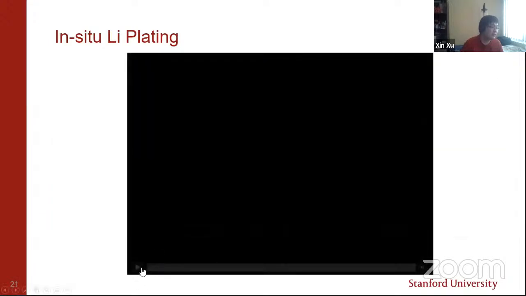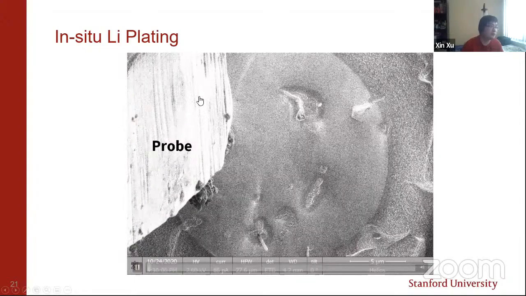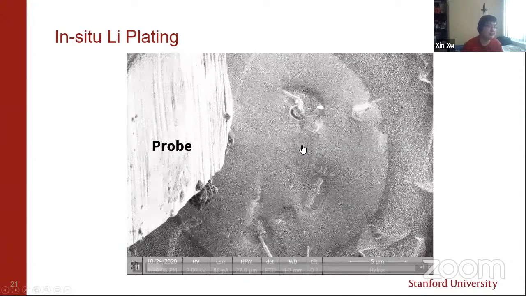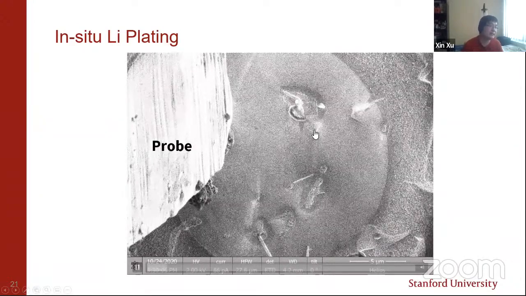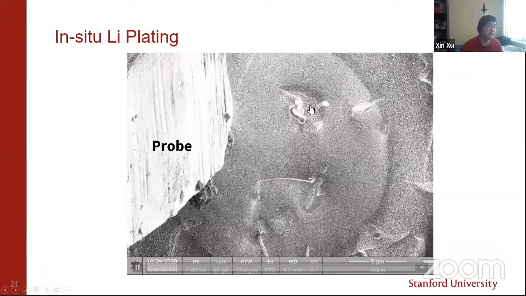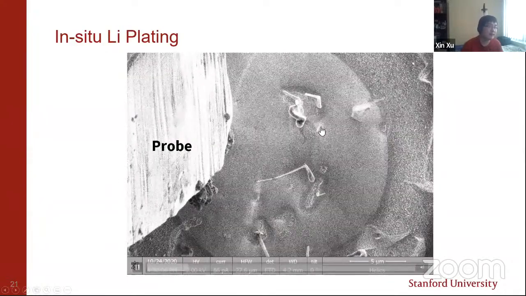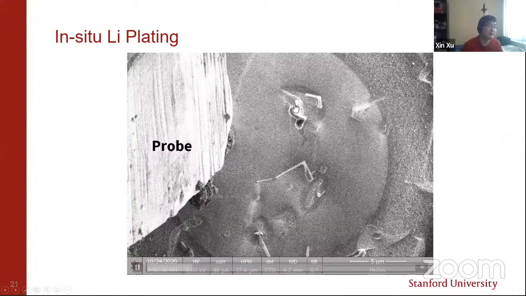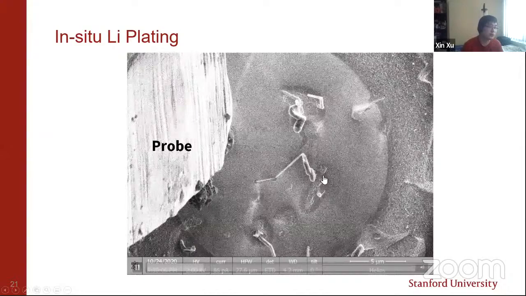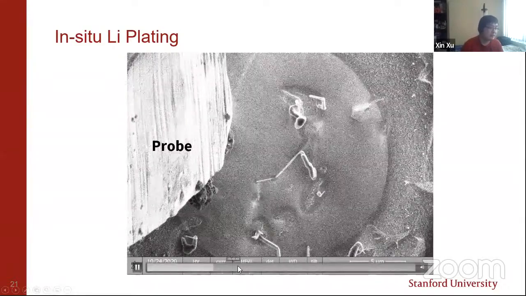And I will show the video when we do the lithium plating. We insert a probe touching this surface and do the lithium plating, and the counter electrode is lithium foil. You can see the lithium grows out of some fractured surface because the surface is not very flat. The platinum film gets cracked at some points, and some lithium nanowires grow out of the surface. You can see more and more.